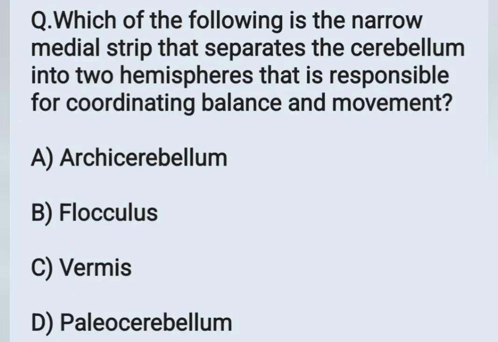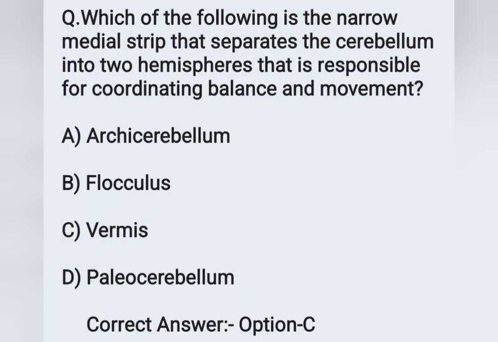And the next question is, which of the following is the narrow medial strip that separates the cerebellum into two hemispheres and is responsible for coordinating balance and movement? Options. Option A, archicerebellum. Option B, flocculus. Option C, vermis. Option D, paleocerebellum. The correct answer is option C, vermis, which separates the cerebellum into two hemispheres. Coordinating balance and movement is the function of the cerebellum.